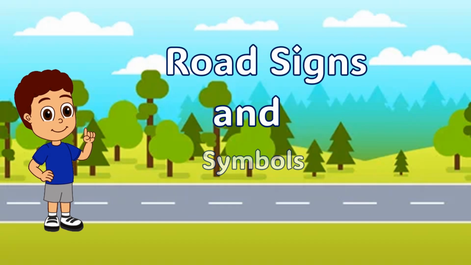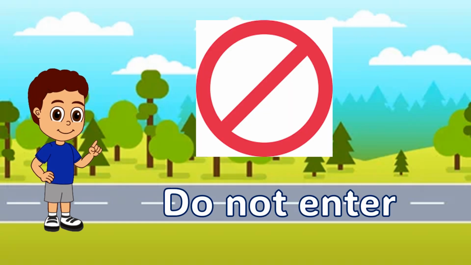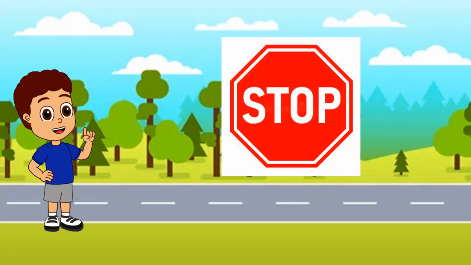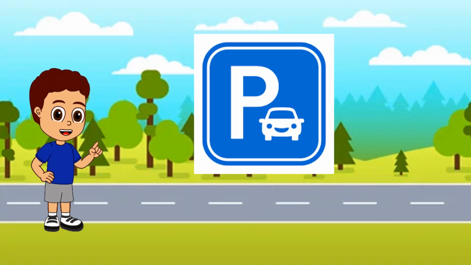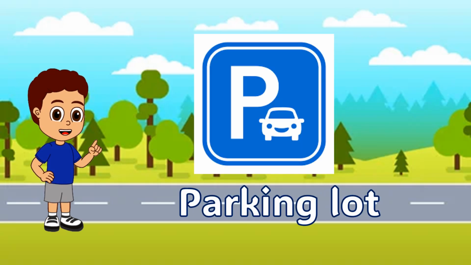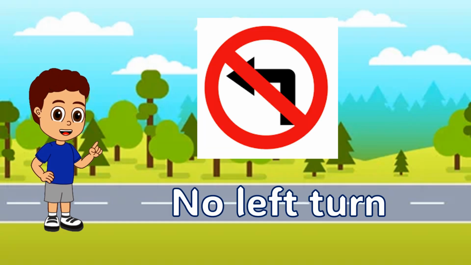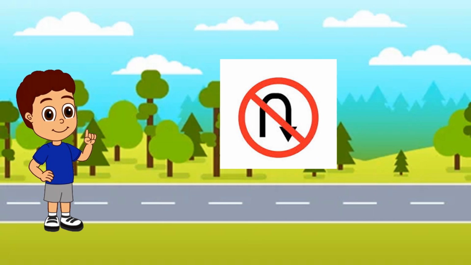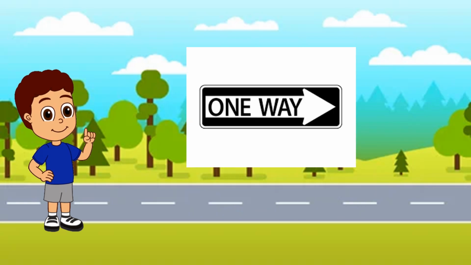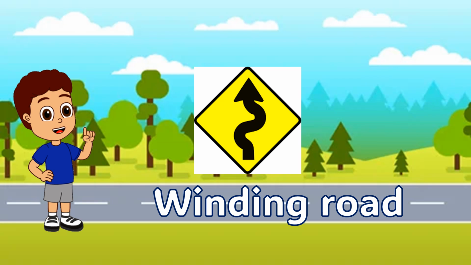Road signs and symbols: traffic light, do not enter, stop, no parking, parking lot, no left turn, no right turn, no U-turn, one way.